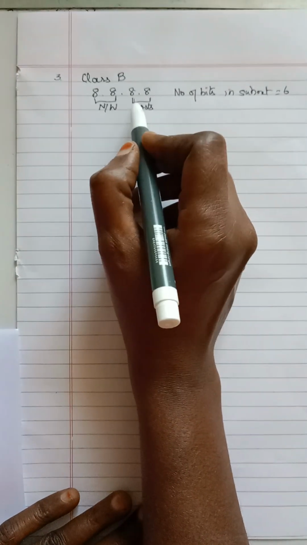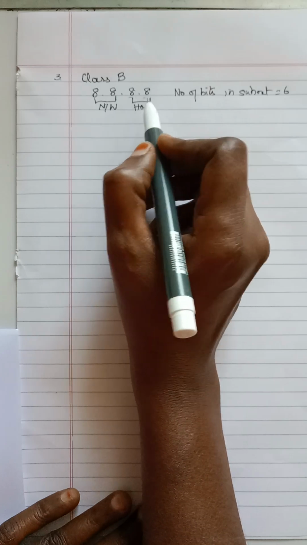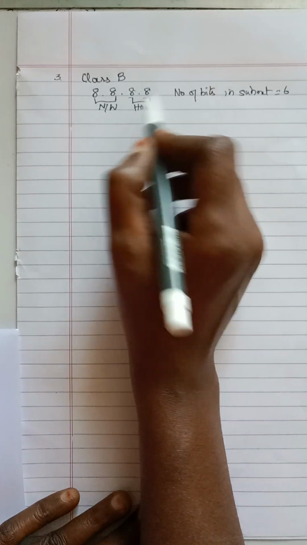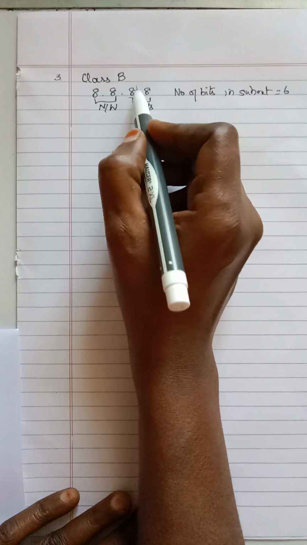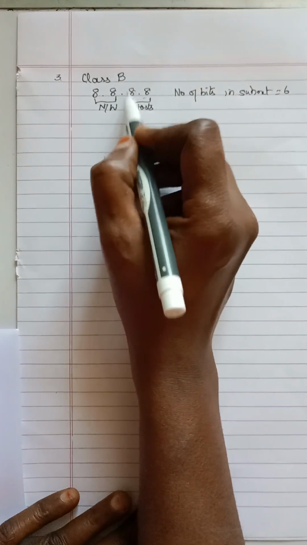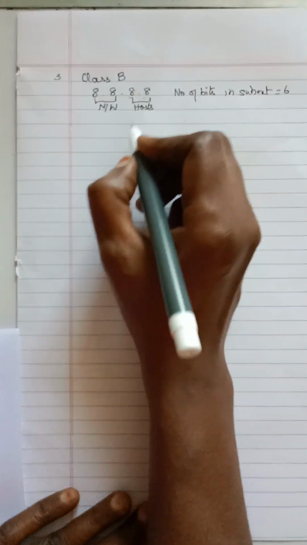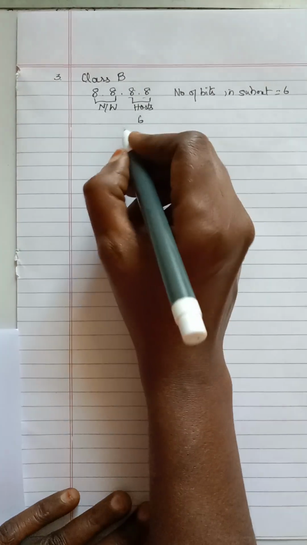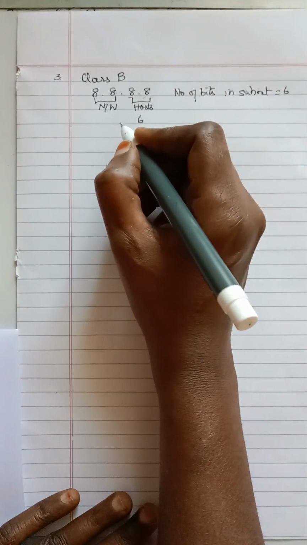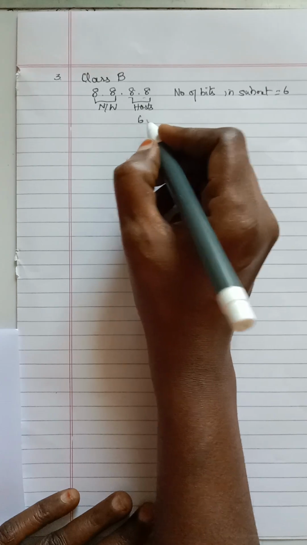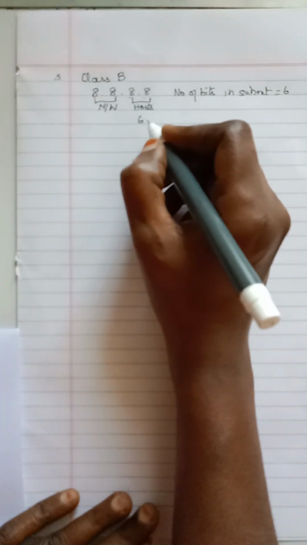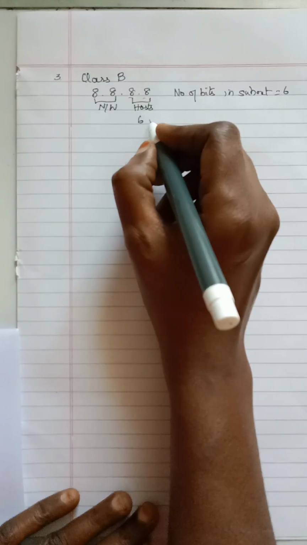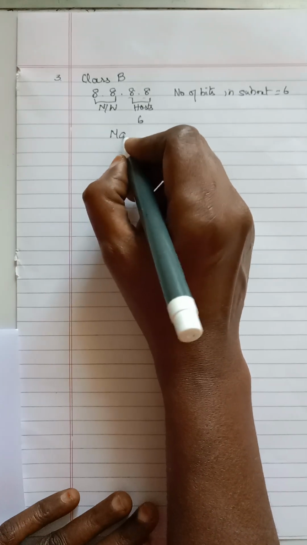So already in class B we have 8 plus 8, that is 16 bits for the host, and now they have taken 6 bits. So from this they will take 6 bits. So here we will have 6 bits for the subnets. So if we take 6 bits for the subnets, then they are asking what is the number of subnets. So what is the maximum number of subnets?